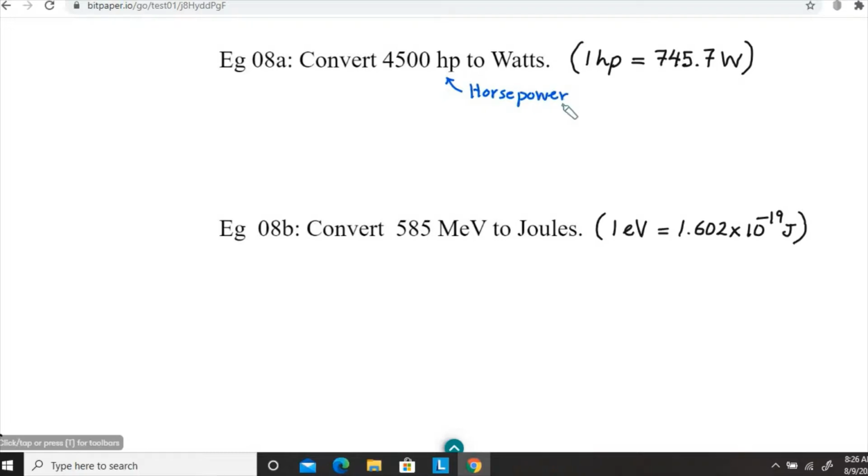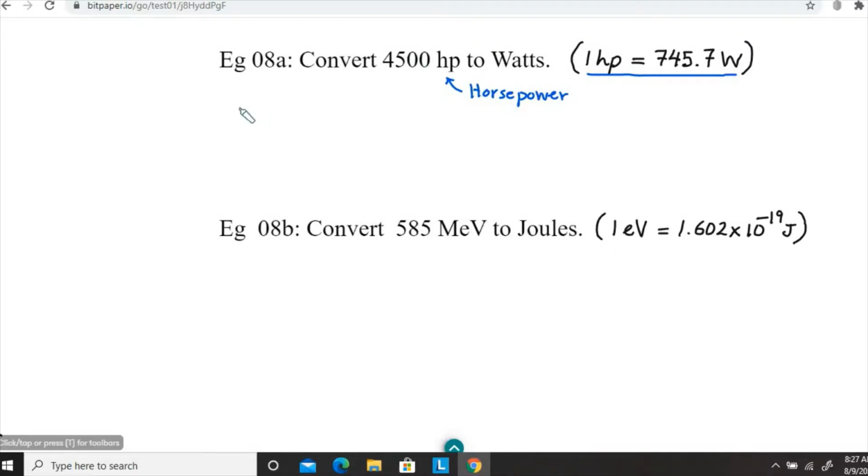Horsepower is a non-SI unit that measures power. Watts is an SI unit that measures power. So usually what we have to do in problems is convert the non-SI unit to SI units. And in a problem you will be given this relationship. You don't need to memorize this. So you'll be given that 1 horsepower is equal to 745.7 watts. So in that case, how would you convert this number to its equivalent watt value?